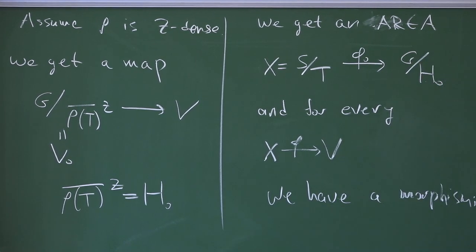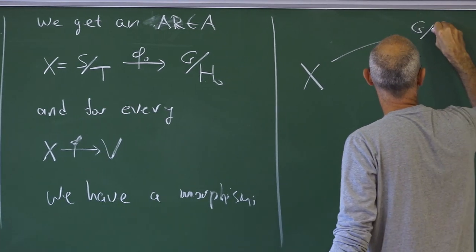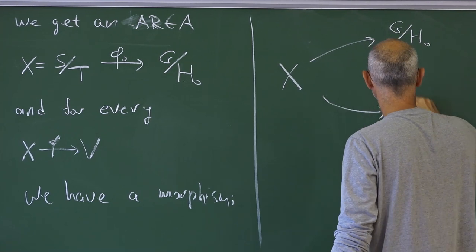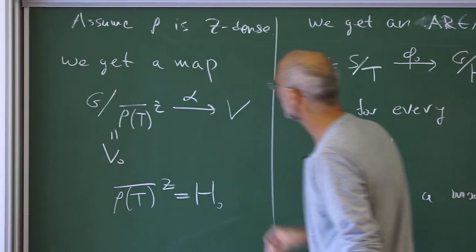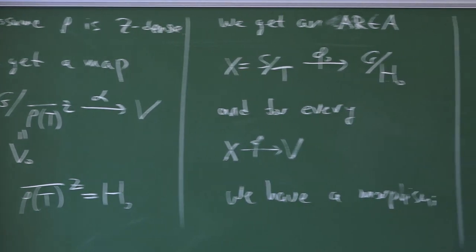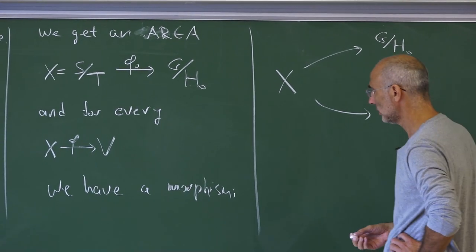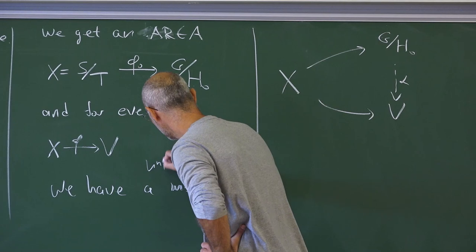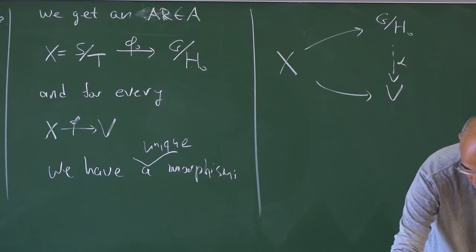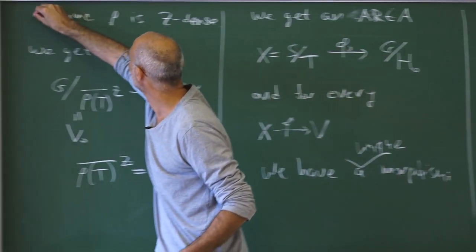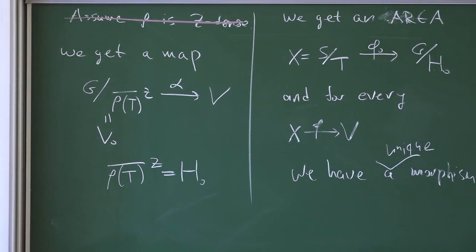I'll do it diagrammatically. I have this one, I have another, and I just got alpha. In fact, I'm getting like this a unique such guy. And also, let me erase this. I didn't use it, I was confused.